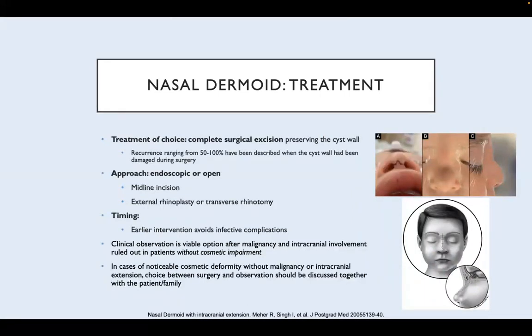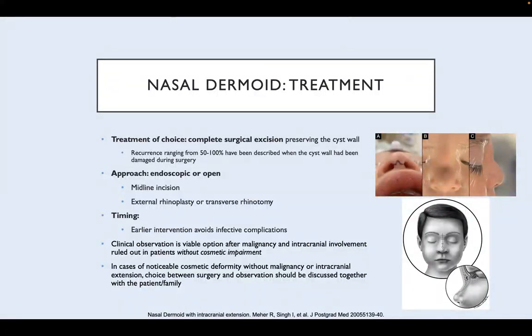In terms of nasal dermoids, the treatment of choice is basically complete surgical excision, and you want to preserve the entire wall of the cyst. And by preserve, I mean not disturb it or breach it. And this is for the reason of recurrence. And recurrence can range from about 50 to 100%. And this is when the cyst wall is breached.